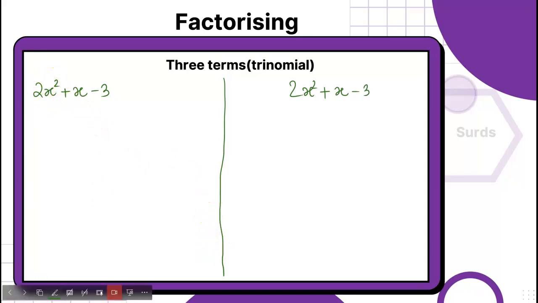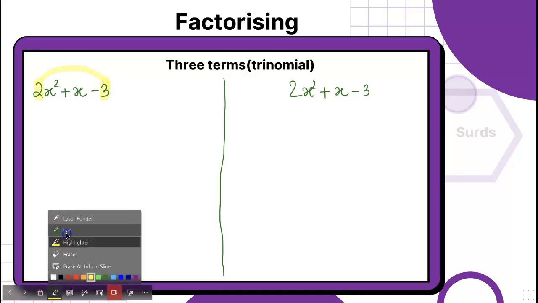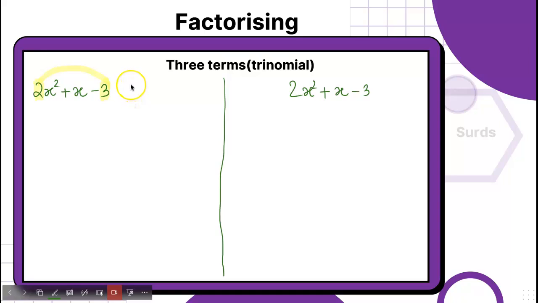So what we do, we actually multiply this coefficient and 3 or minus 3 together. That gives us minus 6. Like when you multiply 2 and minus 3, it gives us minus 6. So what multiplies to give you minus 6 and adds to give you 1? So we're going to be taking 2 and 3. 2 times 3 is 6.